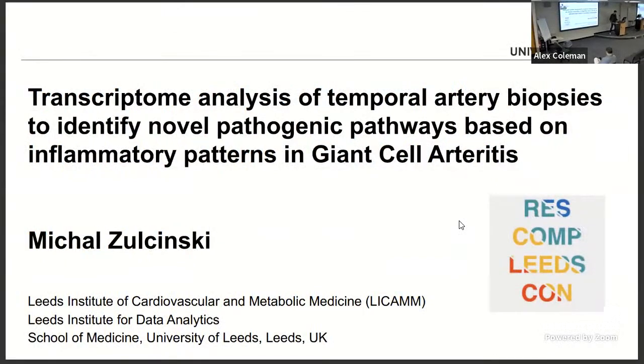Yeah, it's working well. Okay, so hi everyone. So I'm Michael, and I'm going to present a bit different work than the two previous speakers. What I'm going to talk about is transcriptomic analysis of temporal artery biopsies to identify novel pathogenic pathways in giant cell arteritis.